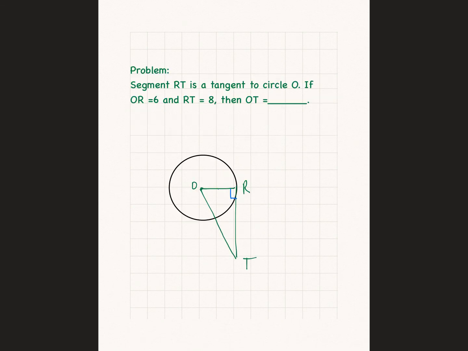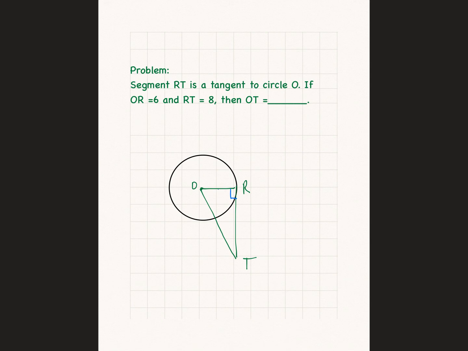Okay, let's do some problems working with that. So I want you guys to think about this for a minute. I'll read it to you and set it up for you, and I want you guys to work it. Segment RT is a tangent to circle O. If OR is 6 and RT equals 8, then OT equals what?